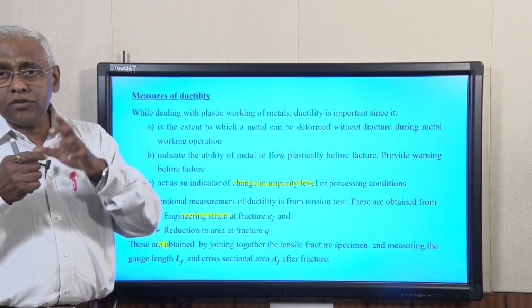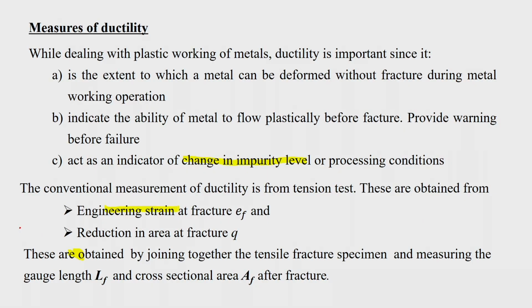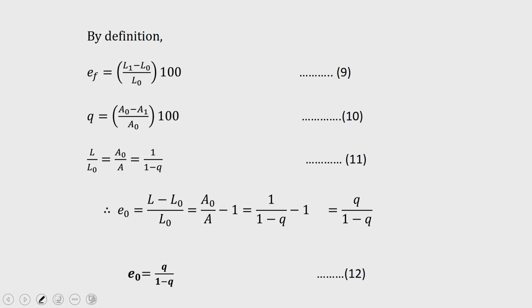And what was the initial cross sectional area, and what is the final cross section at fracture; from that we can find out the reduction in area. So, by definition the fracture strain is equal to (L1 minus L naught) by L naught into 100. And the reduction in area is (A naught minus A1) by A naught into 100. So, from this relationship we can find out that L1 by L naught is equal to 1 by (1 minus q), where q is the reduction in cross sectional area.